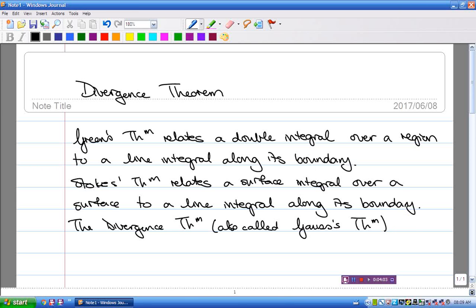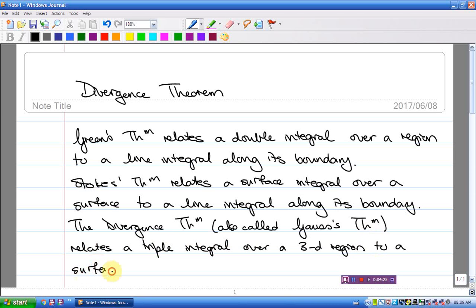All right. The divergence theorem, also called Gauss's theorem, relates a triple integral over a 3D region, usually framed as a solid, to a surface integral across its boundary. Because the boundary of a 3D region is not a line but a surface.